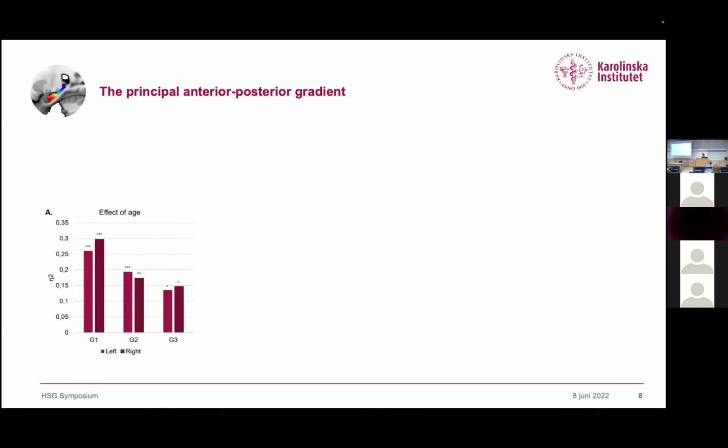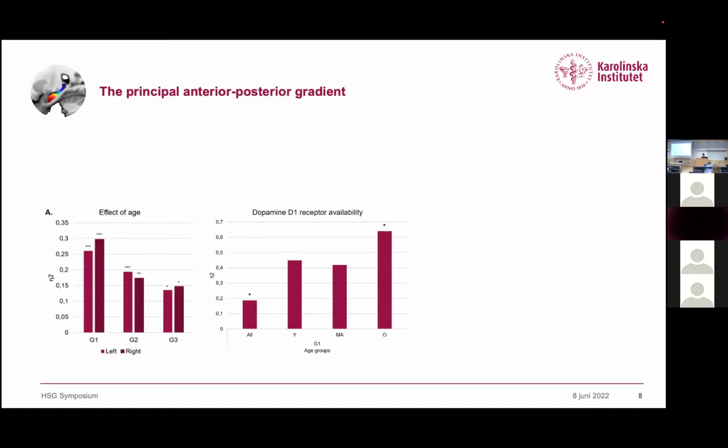And then, as I was saying, in addition to age, we were also interested in dopamine, because we know that dopamine is important for processes in the hippocampus. It decreases as a function of age. A lot of dopamine markers do, which has an effect on cognition. And the dopamine modulation is also important for the distinctiveness of neural representations. So we wanted to know if dopamine D1 receptor availability had some sort of effect on the properties of this first gradient.